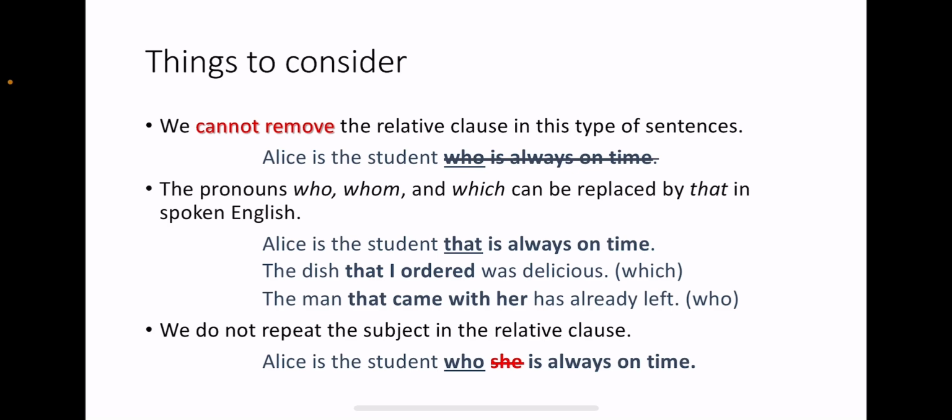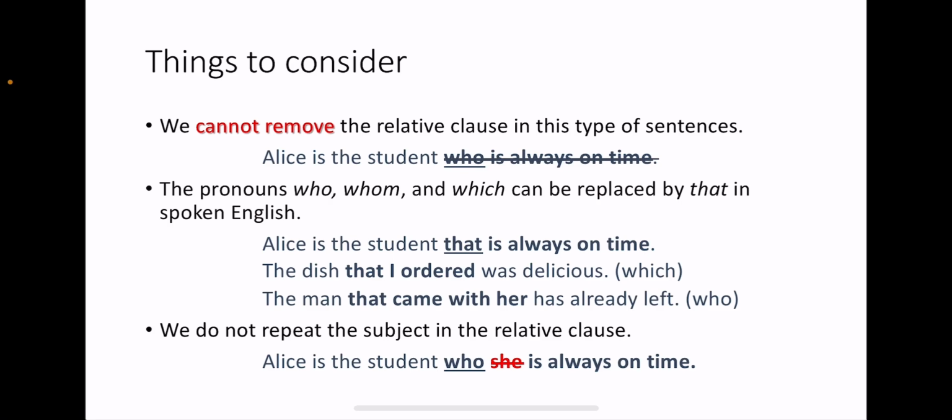Now, the pronouns who, sometimes whom, and which, right, can be replaced by that. Remember that we said that we use who for people, but you can replace who and use that, even when that refers to objects. That's possible, especially in spoken English or in informal English, right? So when we're speaking with friends, when we're writing something that is not very formal, in a familiar language, in a colloquial language, we can replace who by that.